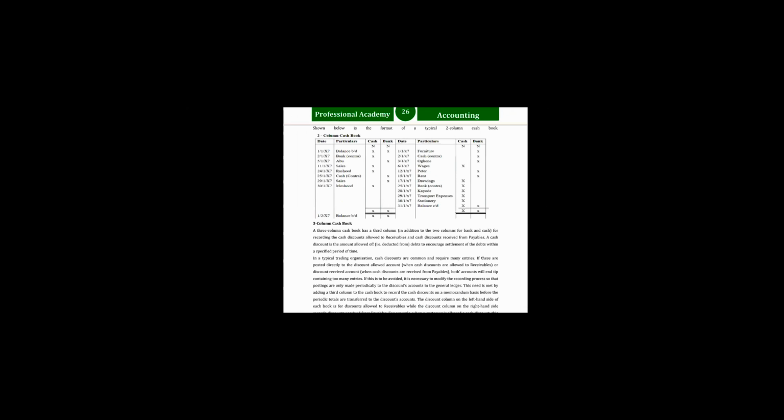Now let's look at it. I have a simple format of a two-column cash book. We said in the beginning of the class that accounting will always have two sides. For every debit entry, there must be a corresponding credit entry.